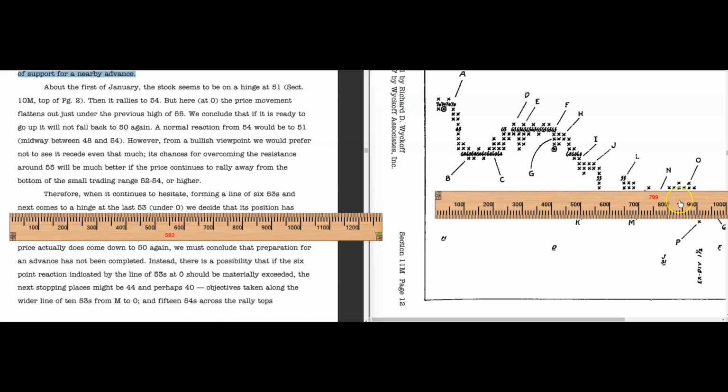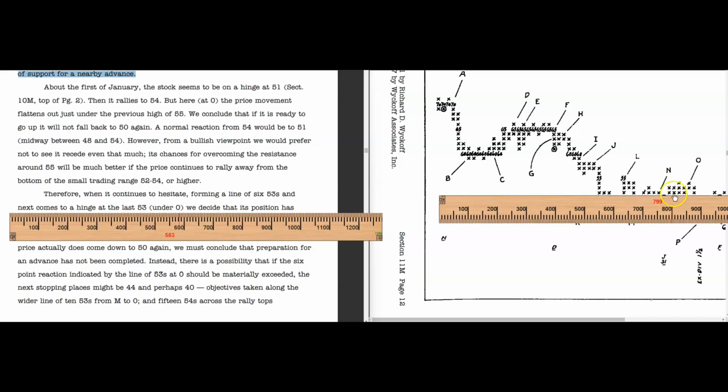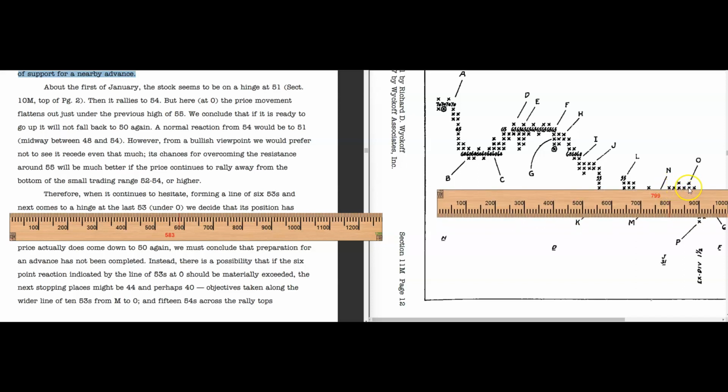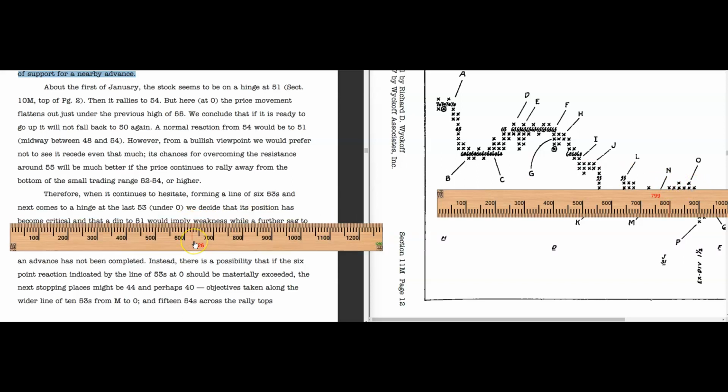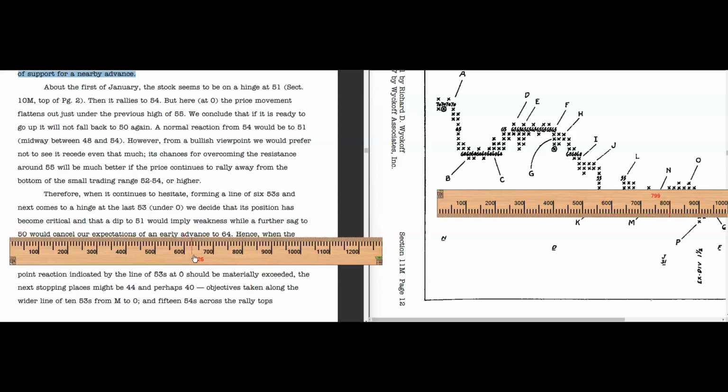I think this is it. Here, 1, 2, 3, 4, 5, 6. We decide that its position has become critical and that a dip to 51 would imply a weakness, while a further sag to 50 would cancel our expectations of an early advance to 64.